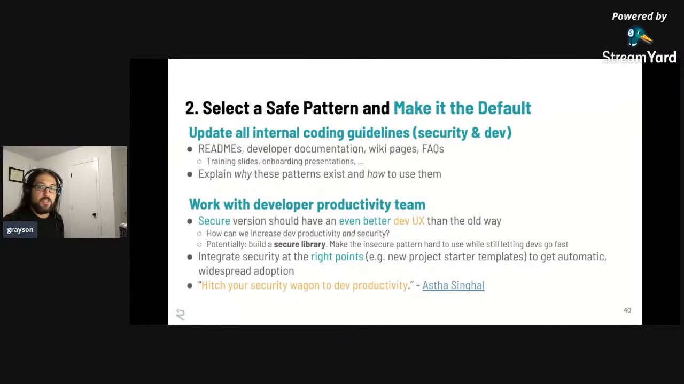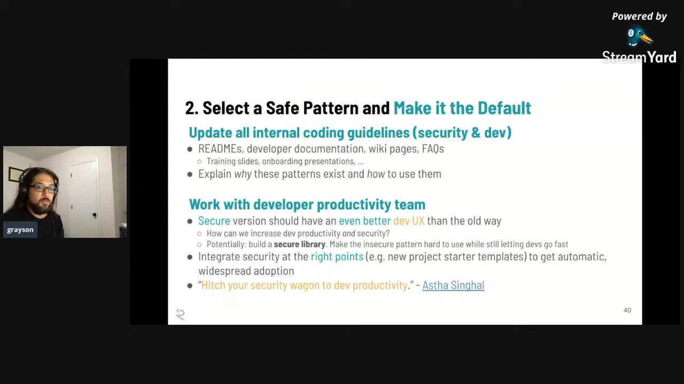So the second part of this is once you've identified the safe pattern, you gotta make it default. One way you can do this is update all of your internal coding documentation, guidelines, whatever. So if you have coding standard docs, make sure it gets updated there. READMEs, developer documentation, FAQs, training slides, onboarding, whatever. Whenever you highlight these patterns, make sure you explain why they exist and how to use them. Like why this particular pattern is bad. Here's the safe alternative. This is why.